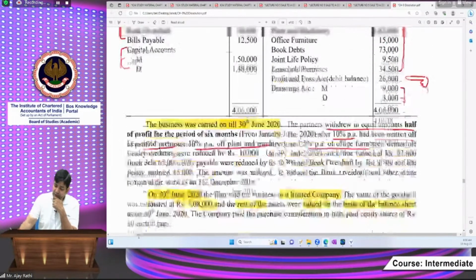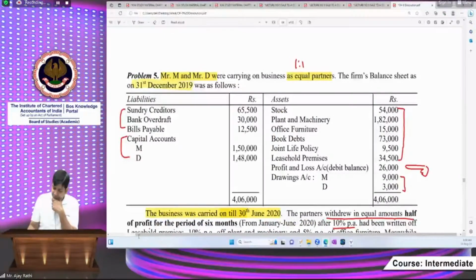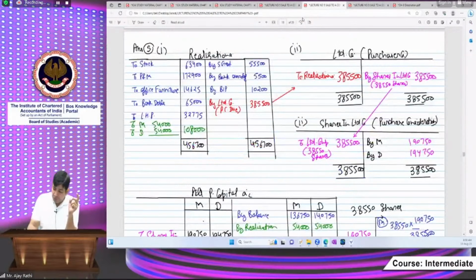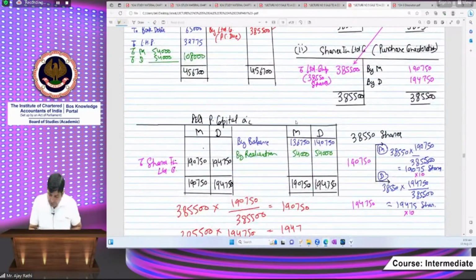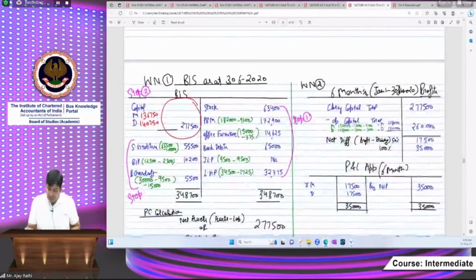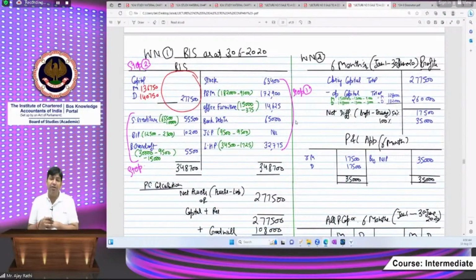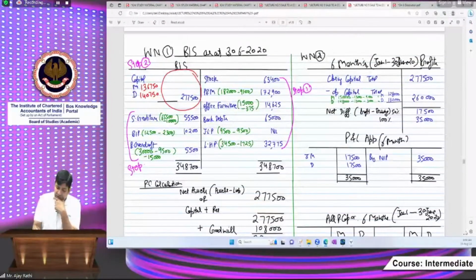So this is the balance sheet. Let's start. We shall prepare all the things we prepared in the earlier question. In the books of the partnership firm, we shall prepare the realisation account first, and then the purchase consideration due, and the partners' capital accounts will also be there. But before that, we have to find out the balance sheet up to date, that is, as at 30th June 2020.